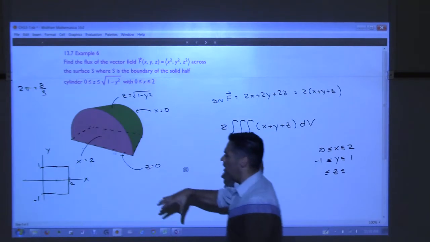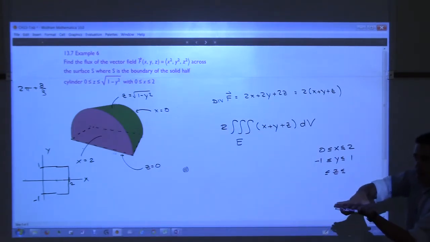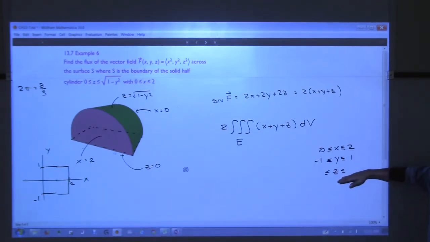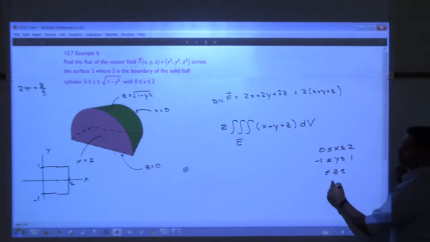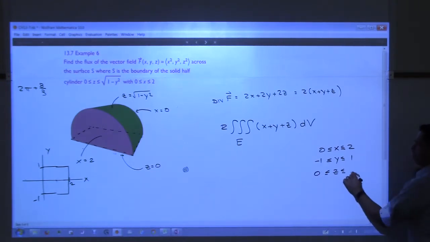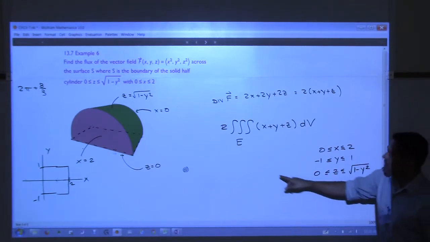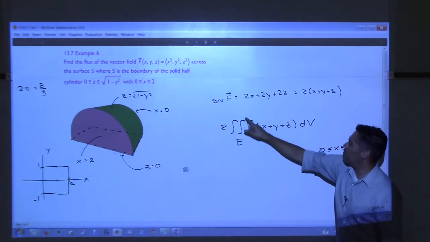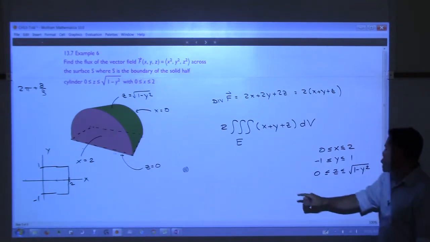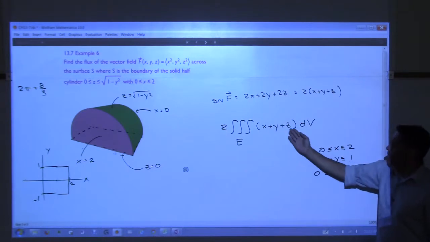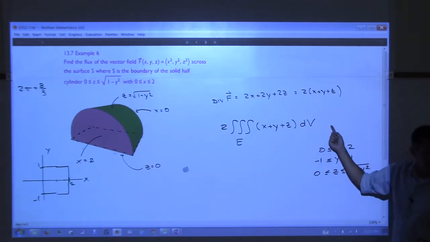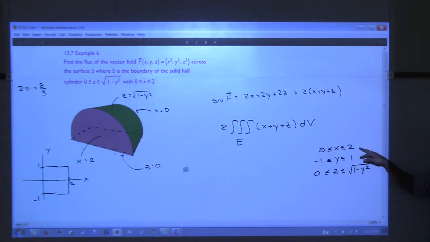That would be the base of this solid. And then what would be the top? The bottom would be 0, and the top would be root 1 minus y squared. So I could go integral from 0 to 2, integral from negative 1 to 1, integral from 0 to root 1 minus y squared, and then dz, dy, dx. It does matter what order. These two don't matter, but this one has to be the inside integral, because it depends on the other one.